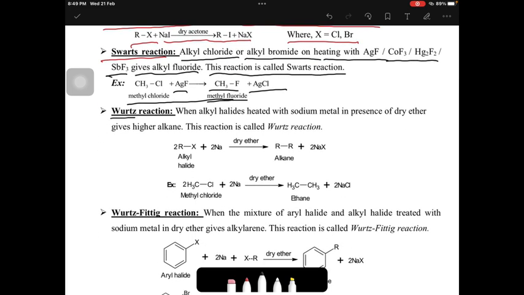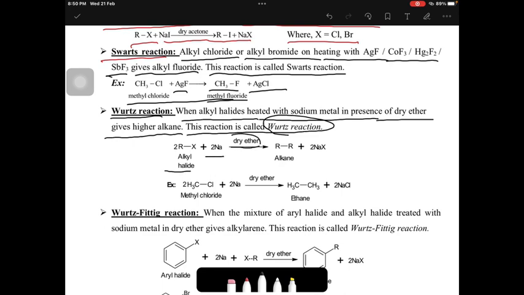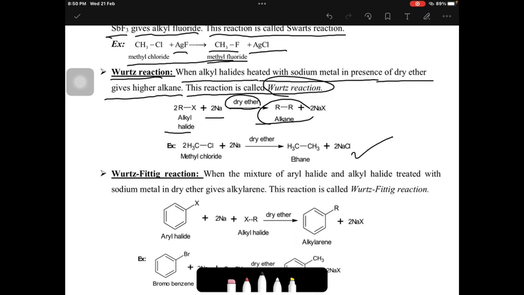Next named reaction, Wurtz reaction. When alkyl halides are heated with sodium metal in the presence of dry ether, they give higher alkanes. This reaction is called the Wurtz reaction. Alkyl halide reacts with sodium in dry ether to give higher alkanes, and this is an example.